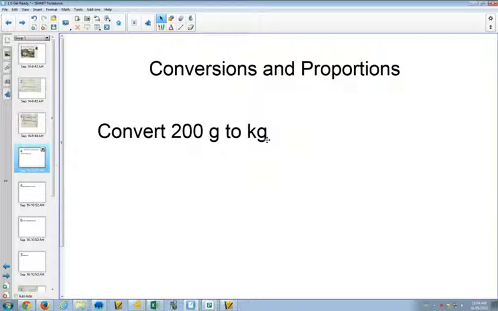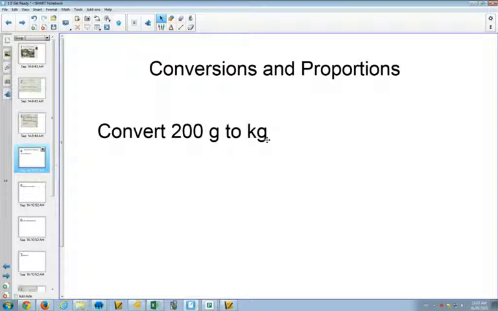So on your formula sheet, notice across the top it says length, area, volume, capacity, and mass. And so the first thing you have to decide, do I know what kilograms and grams? Do I use kilograms and grams to measure length? Oh, that person looks 5 kilograms tall. Okay. No.